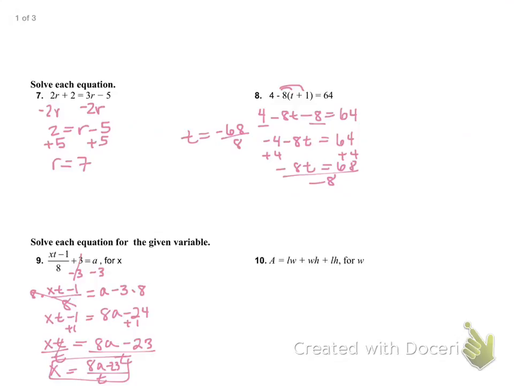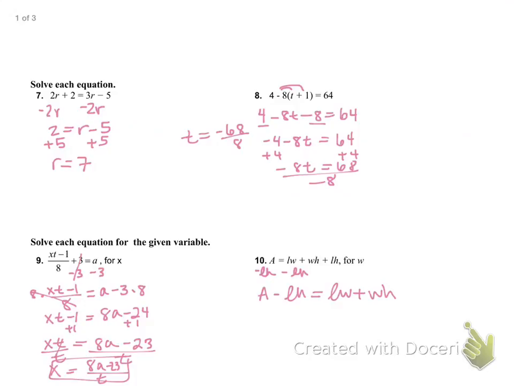I'm going to try to move over to this next one here. So this time we're trying to get the W by itself. So let's go ahead and subtract LH to move it over to the other side. So I have A minus LH is equal to LW plus WH, okay?